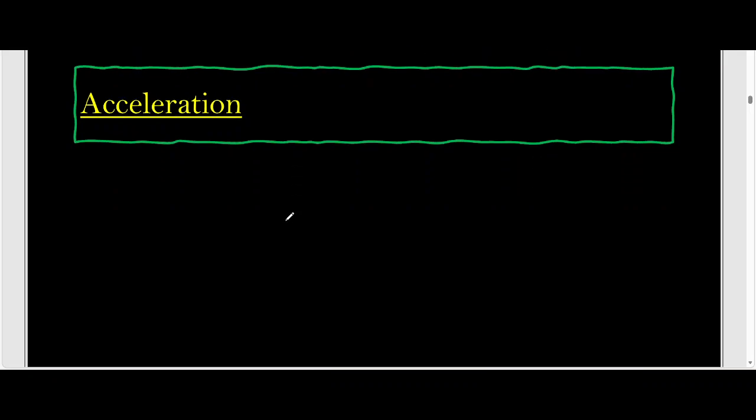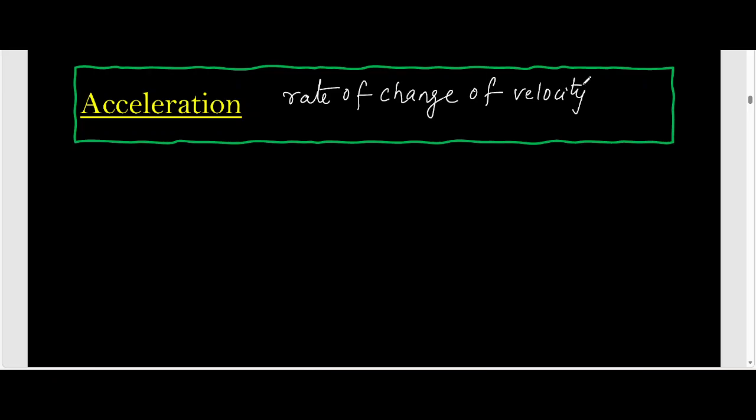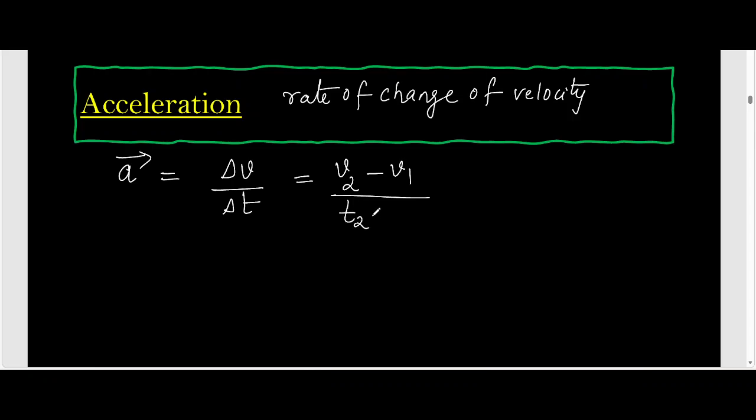Now we'll move on to acceleration. What is acceleration? Acceleration is rate of change of velocity. That means change in velocity with respect to change in time. Acceleration is a vector quantity. So you have to denote it as a vector, a equals change in velocity upon change in time. You can also write it as v2 minus v1 by t2 minus t1.